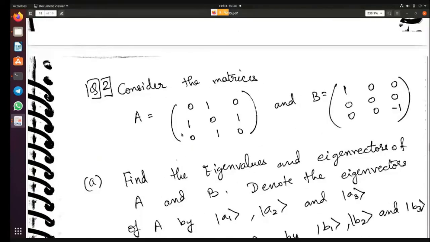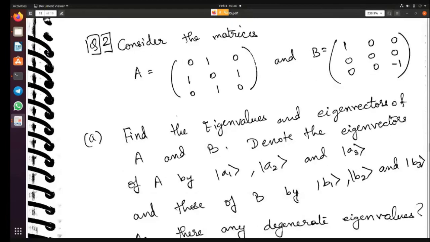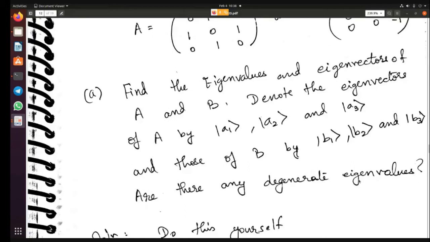Let's look at another question, question number 2. Consider these two matrices, A and B. The first question is to find the eigenvalues and eigenvectors of A and B, and denote the eigenvectors of A by A1, A2, A3, and those of B by B1, B2, B3. Then they are asking, are there any degenerate eigenvalues? What we mean by degenerate is that two or more eigenvalues are the same. So they are asking if two or more eigenvalues are the same here.